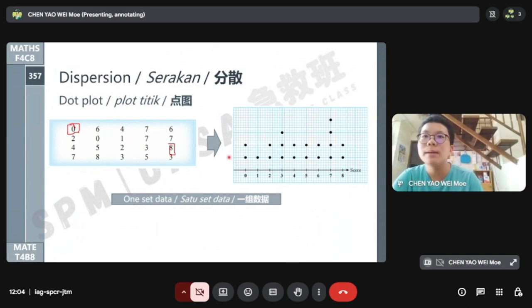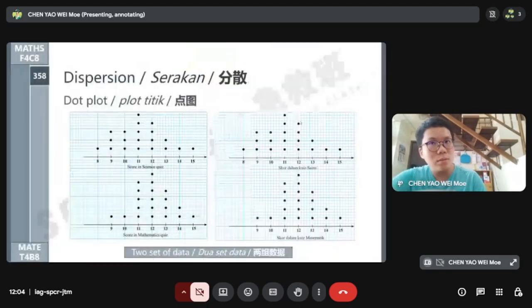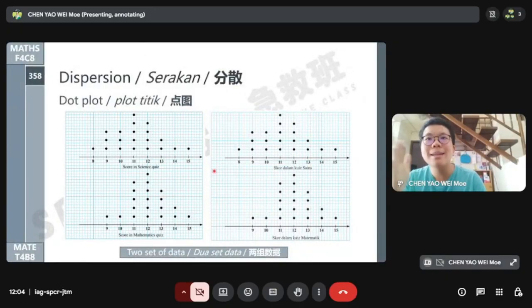And remember, put the points one by one, and the distance must always be the same. You can't have it like this here and like this there. That is not accurate. You must make it neat and beautiful. How about two sets of data? Do the same thing, but you put one up and one down here.